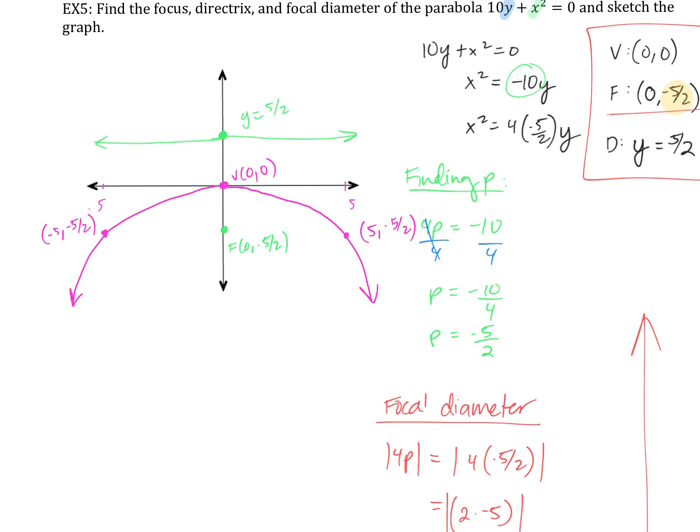So once again, let me just point this out. These 2 points come from that item that is called the latus rectum, and the focal diameter comes from half of that. So we get those 2 points from that.